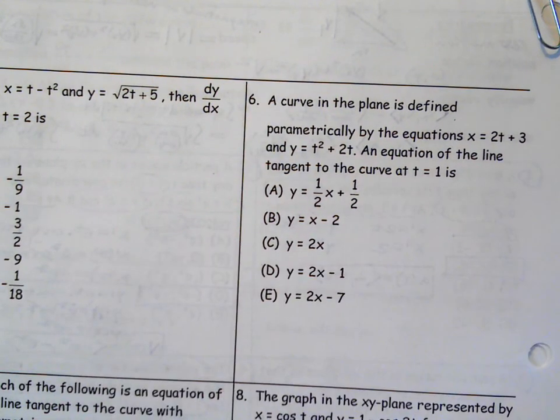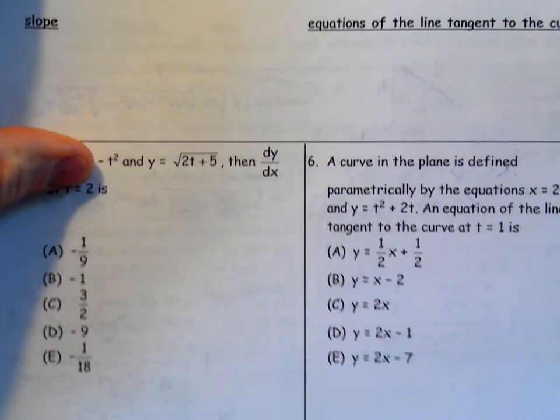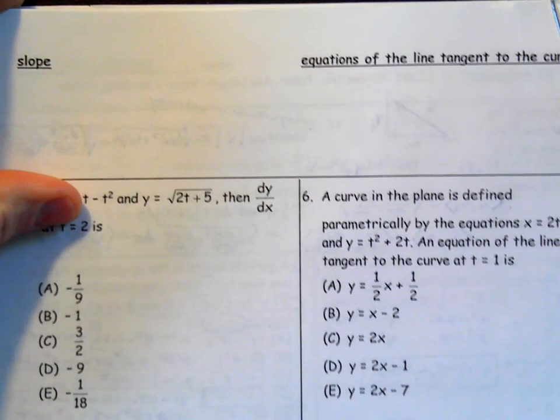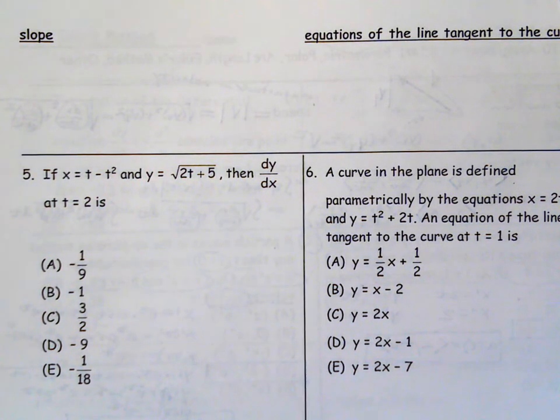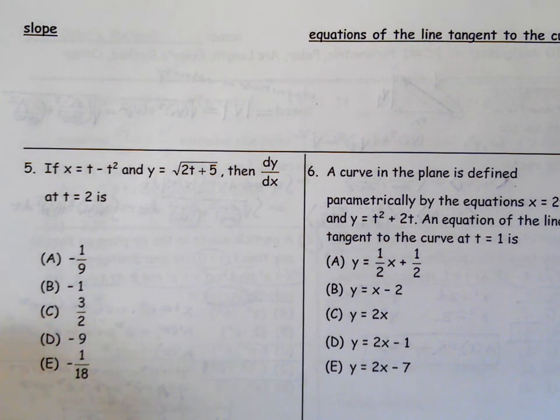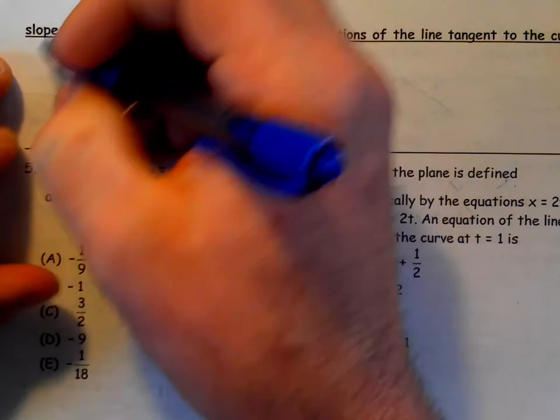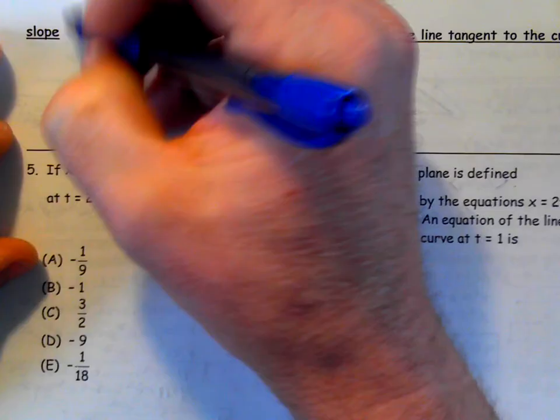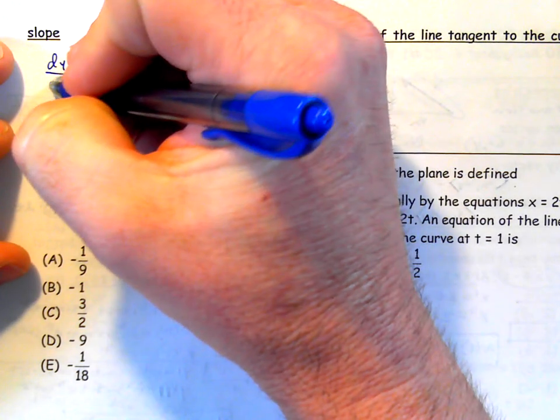And so what's the slope of a parametric curve? Even though we have time, if you graph a parametric curve, you can graph it on an xy axis because there's x and y. You don't see the time. So the slope of the curve is the slope that it's always been. It's rise over run. It's change in y over change in x.